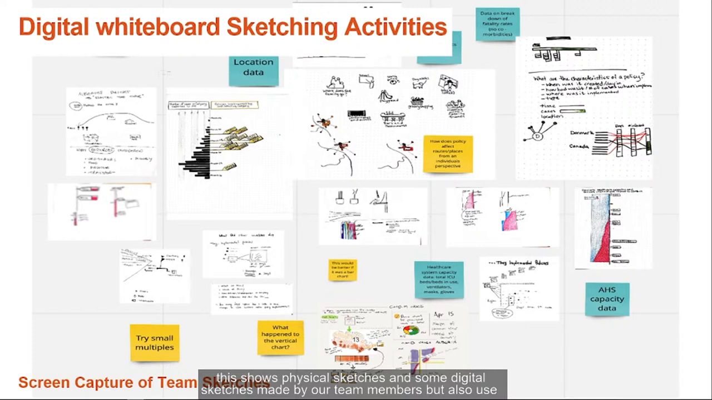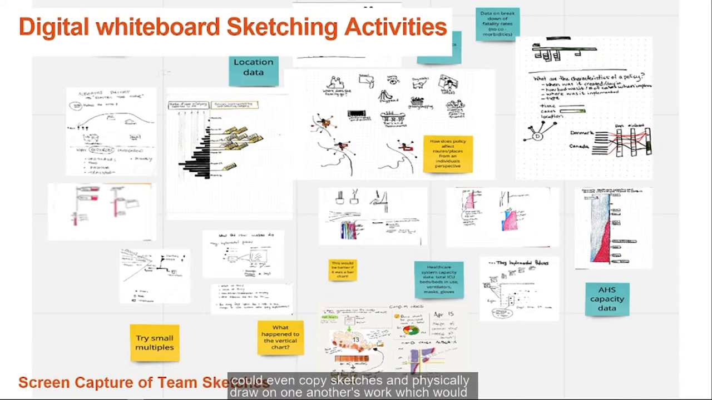We found that assembling them on the digital whiteboard worked well because we could arrange them and use sticky notes to annotate. We could point accurately at the sketches with our cursors and everyone had a good view. We could even copy sketches and physically draw on one another's work, which would normally not be socially acceptable. The digital space was also unlimited, which allowed us to keep all of this in the same place and refer to it throughout the process.